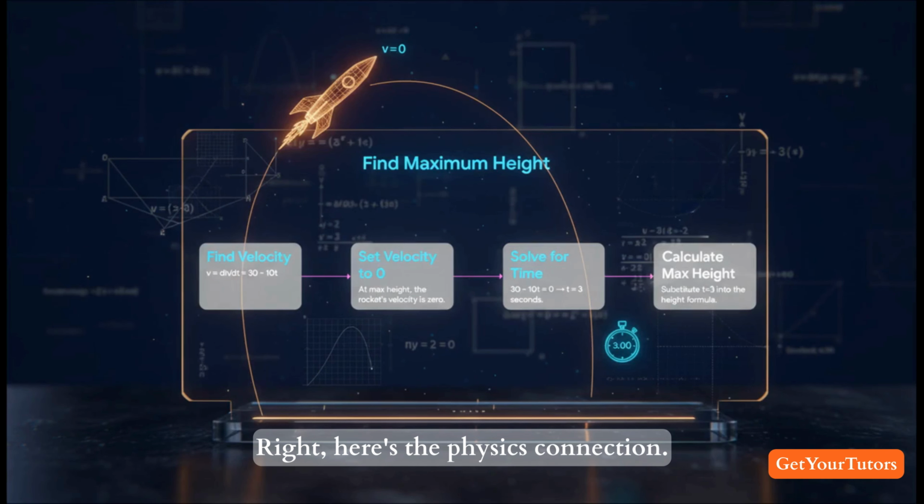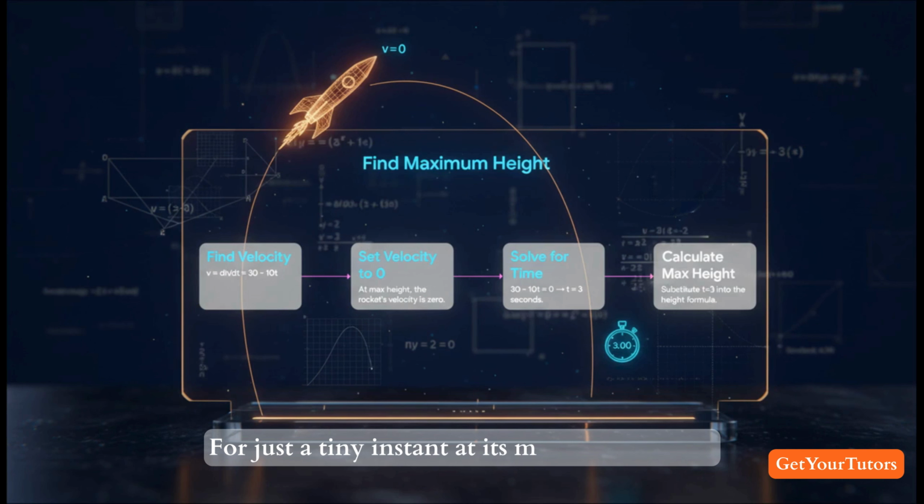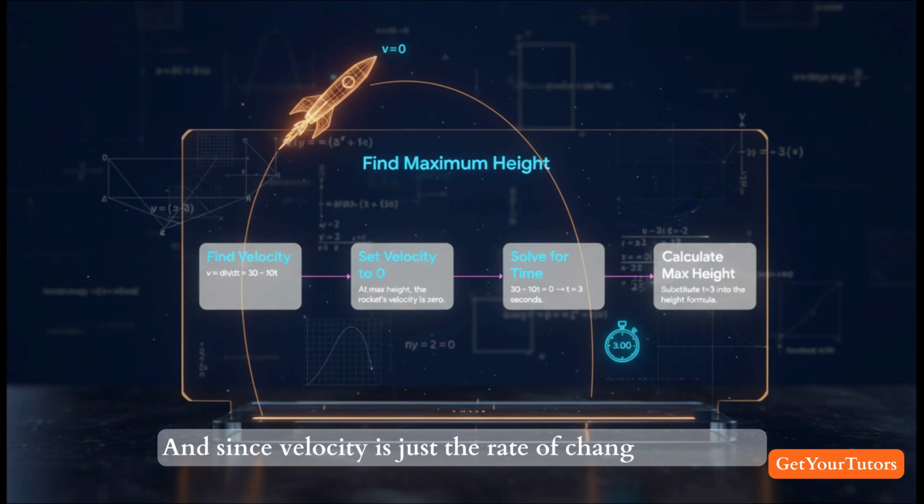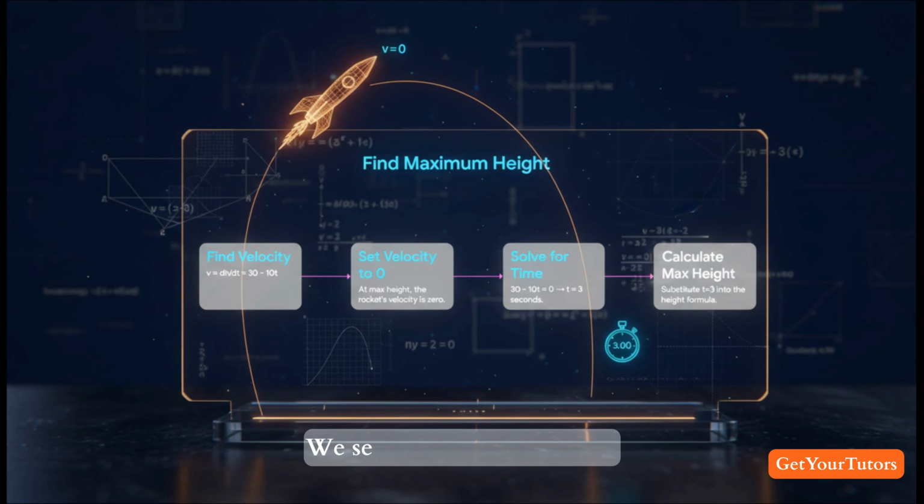Right, here's the physics connection. For just a tiny instant at its maximum height, the rocket stops going up right before it starts coming down. Its velocity is 0. And since velocity is just the rate of change of height, we can find it by differentiating our height formula. We set that velocity to 0, solve for the time t, and it tells us the rocket hits its peak at exactly 3 seconds.